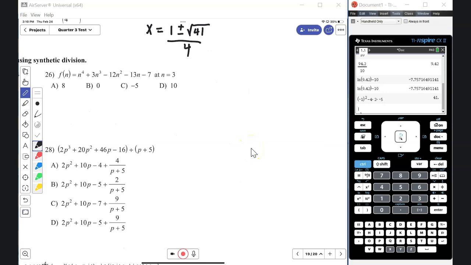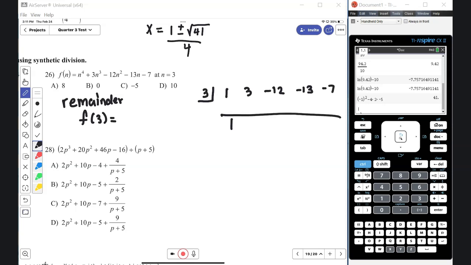We're going to use synthetic division to find the remainder. And when we find the remainder, then f of 3 is going to equal the remainder. So we have 3. And what you're going to do is list the coefficients. So we have 1, 3, negative 12, negative 13, and negative 7.